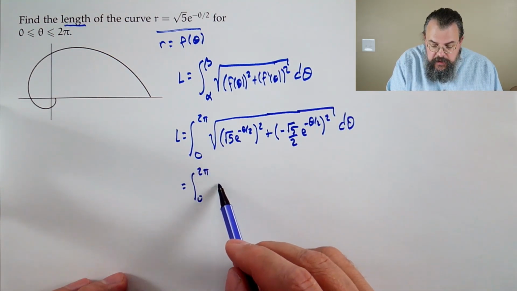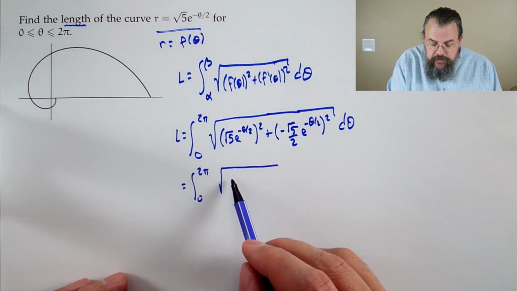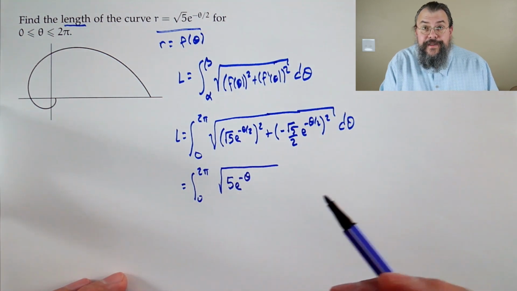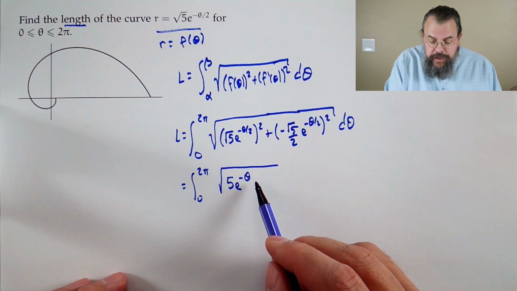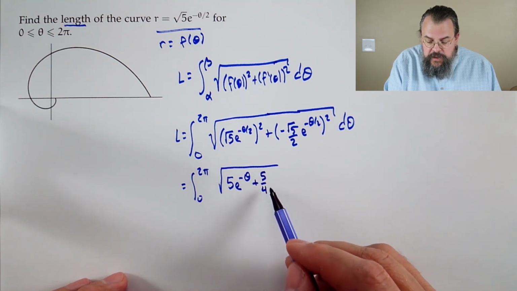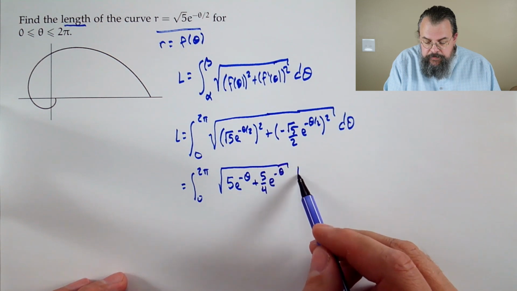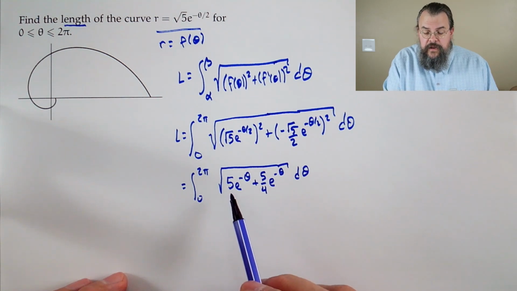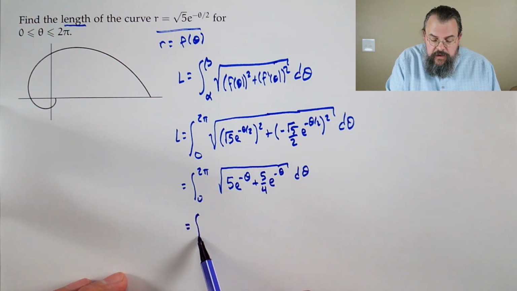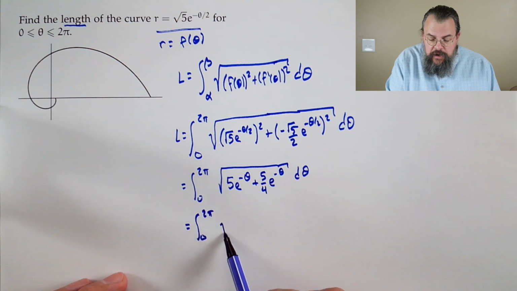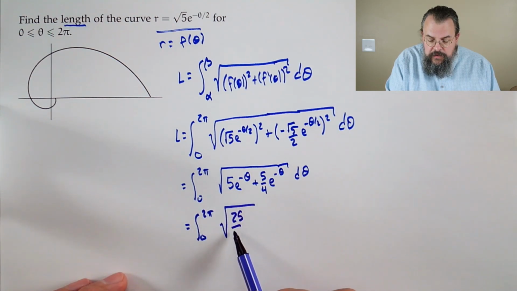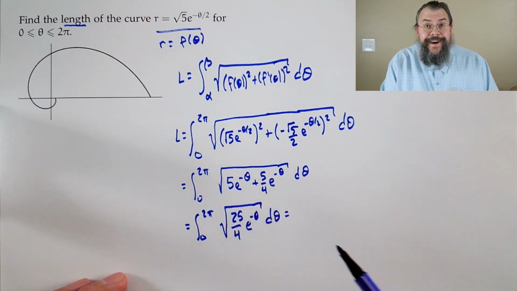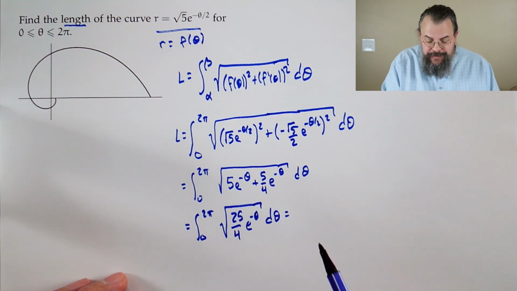All right, well, what do we have? 0 to 2 pi, here we'll get 5 e to the minus theta, and here, of course, when you square the negative, it's going to be positive. So we're going to get 5 fourths e to the minus theta. Now you can combine these, because 5 is the same as 20 fourths. You have 5 fourths, and so this becomes the integral from 0 to 2 pi of the square root of 25 fourths e to the minus theta d theta. Beautiful simplification.